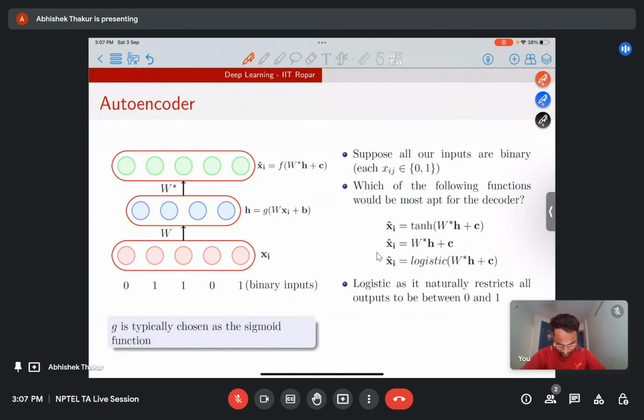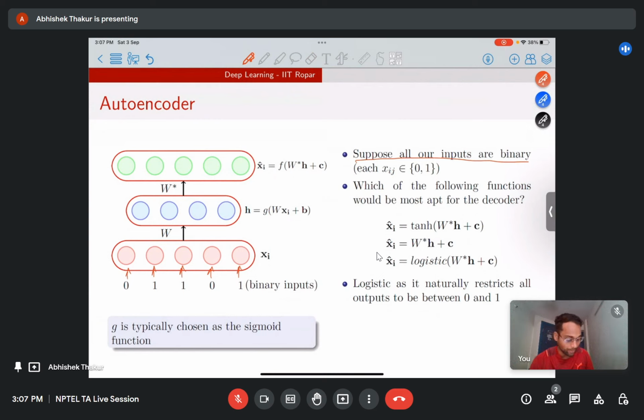Here, let's suppose all our inputs are binary, that is 0, 1. Xij is 0 or 1. So you can see these inputs are either 0 or 1, so these are binary inputs. Now, which of the following functions would be most appropriate for the decoder? The decoder at the output end will decode. So which of the following functions will be the most appropriate for the decoder?